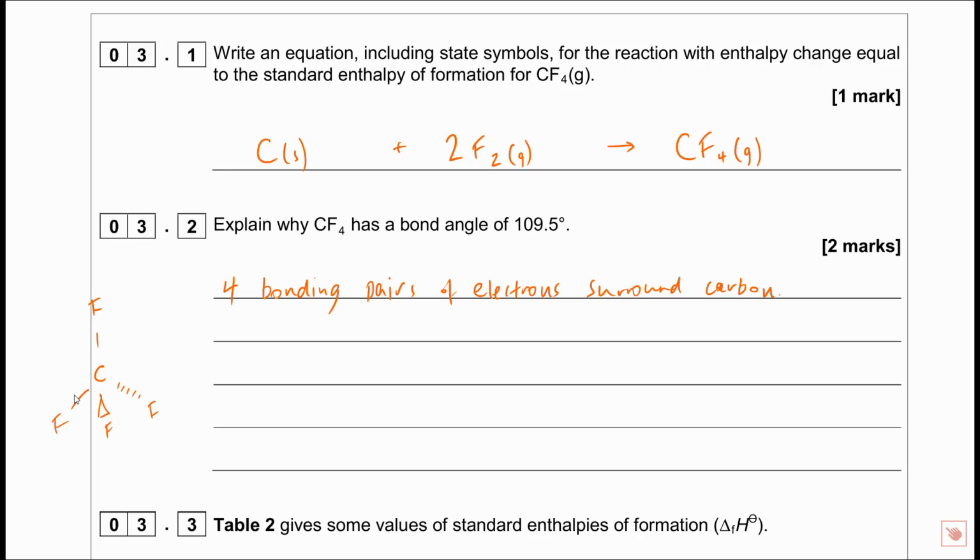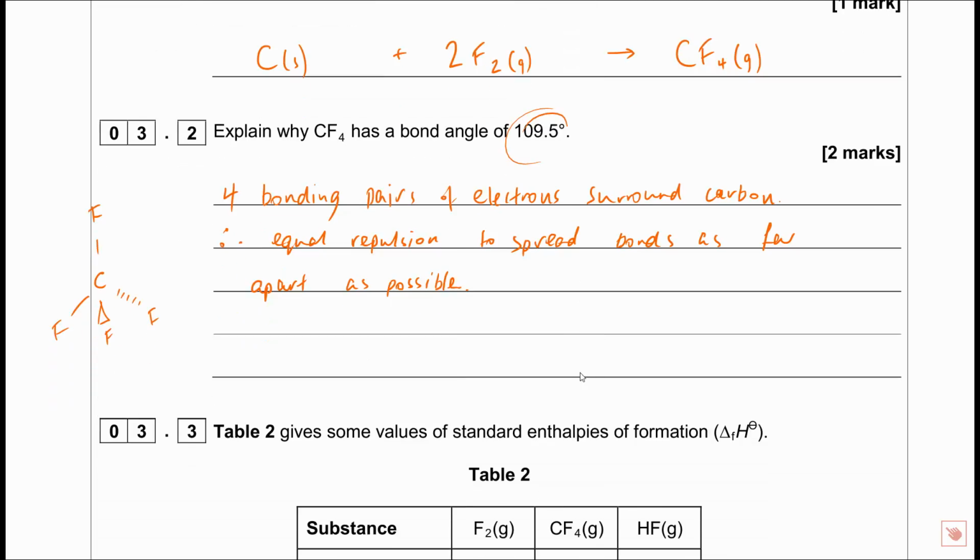The key thing there is that there are no lone pairs. We've got complete equal repulsion, therefore equal repulsion to basically spread them out as far as possible. And in the case of this tetrahedral shape, that equates to 109.5, as far apart as possible. So 4 bonding pairs there. The valence shell electron pair repulsion theory tells us that they will be repelled into the furthest points possible, and that gives us this 109.5.